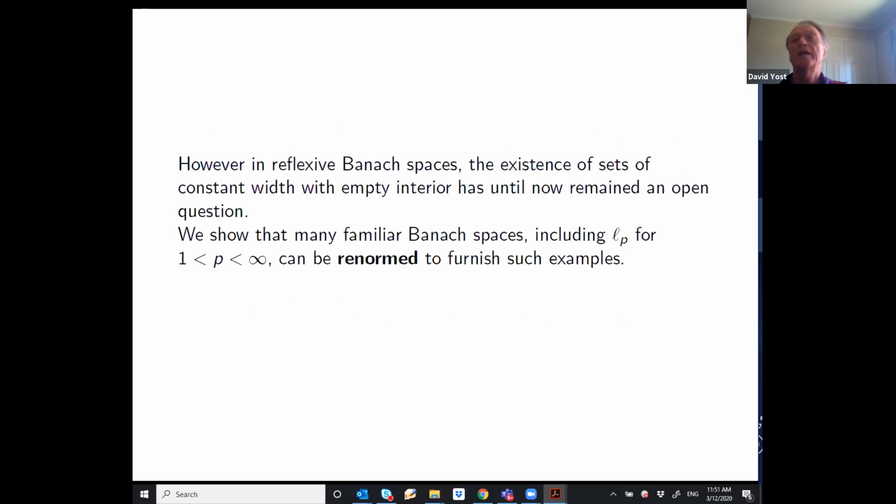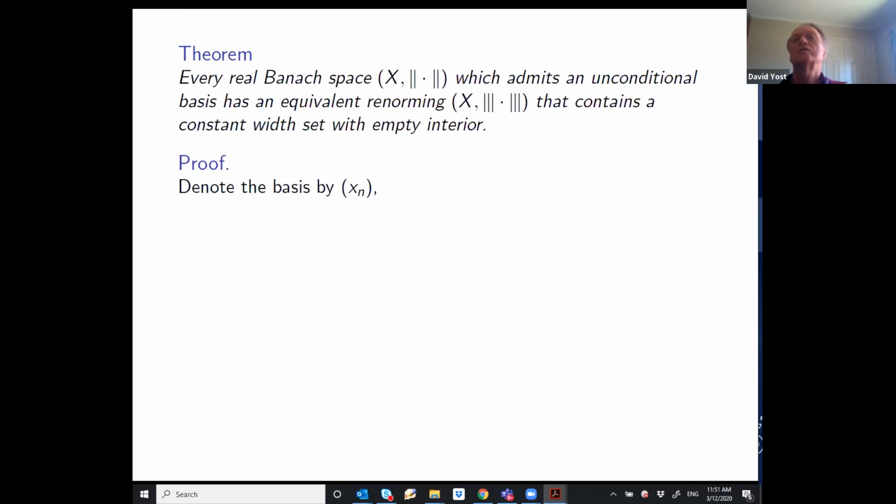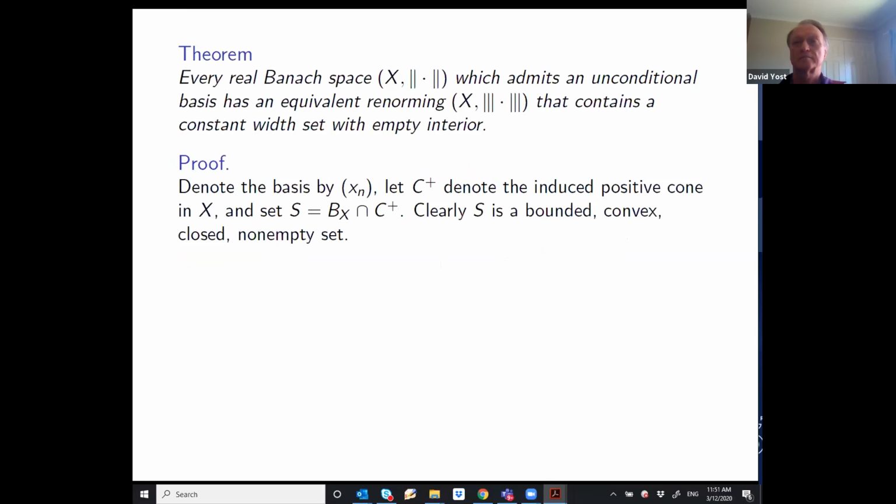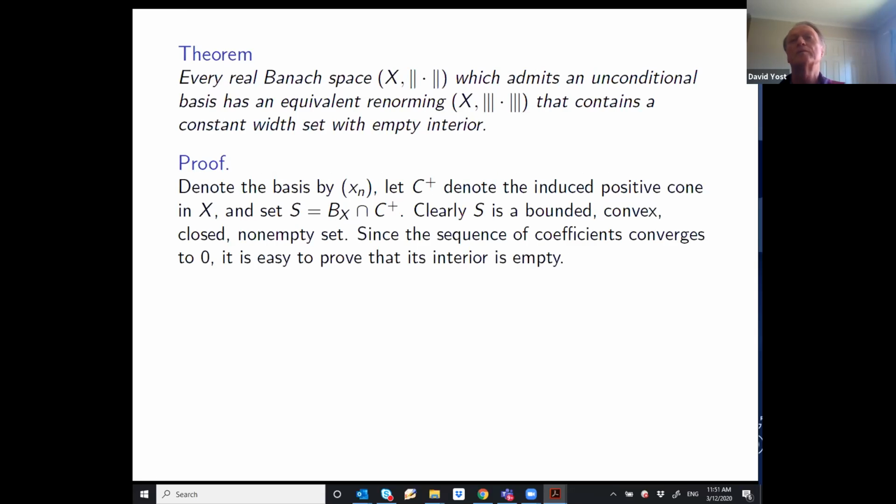We can renorm many particular Banach spaces to have examples, and it's not hard. So every Banach space which admits a good basis can be renormed to have a constant width set with empty interior. I'll just skim through the proof. So you have a basis. The basis gives you an induced positive cone, and you take the intersection of this cone with the unit ball. So this is exactly what happens in C0. The intersection of the unit ball with the positive cone induced by the basic sequence.